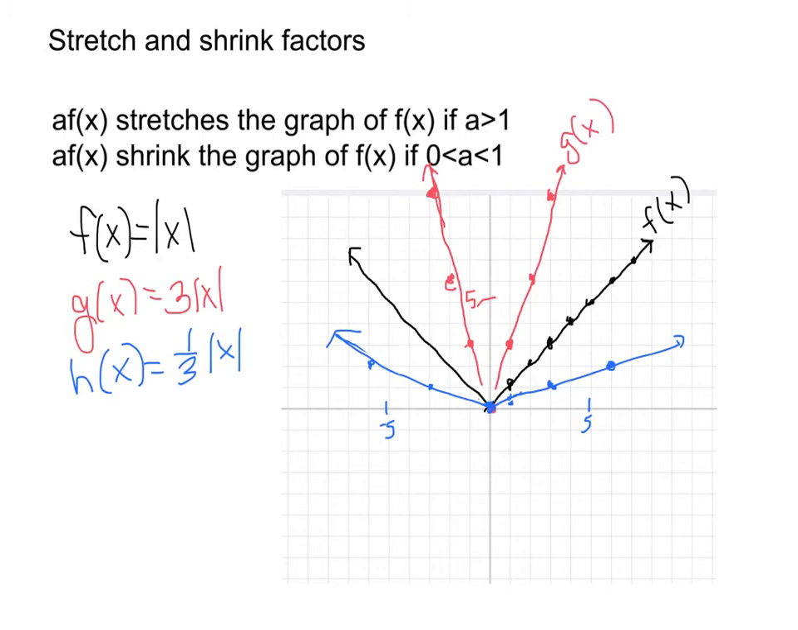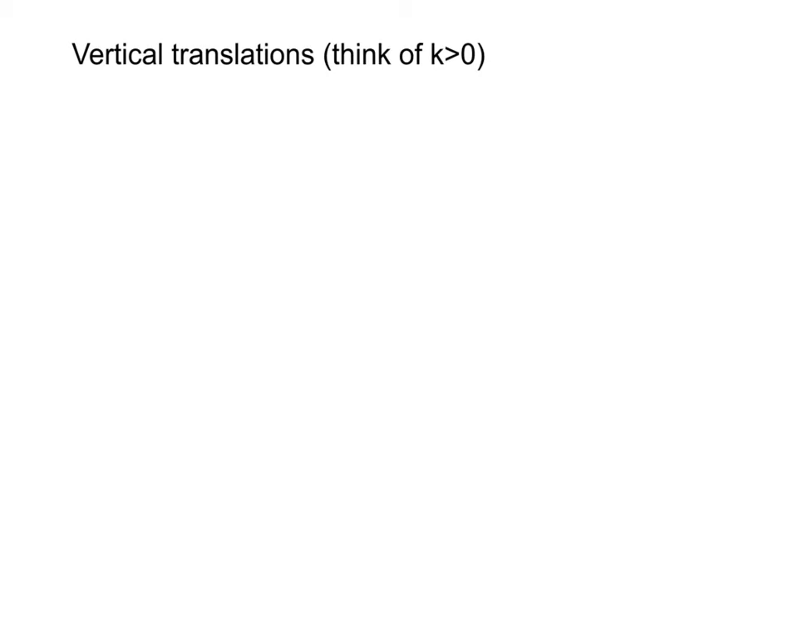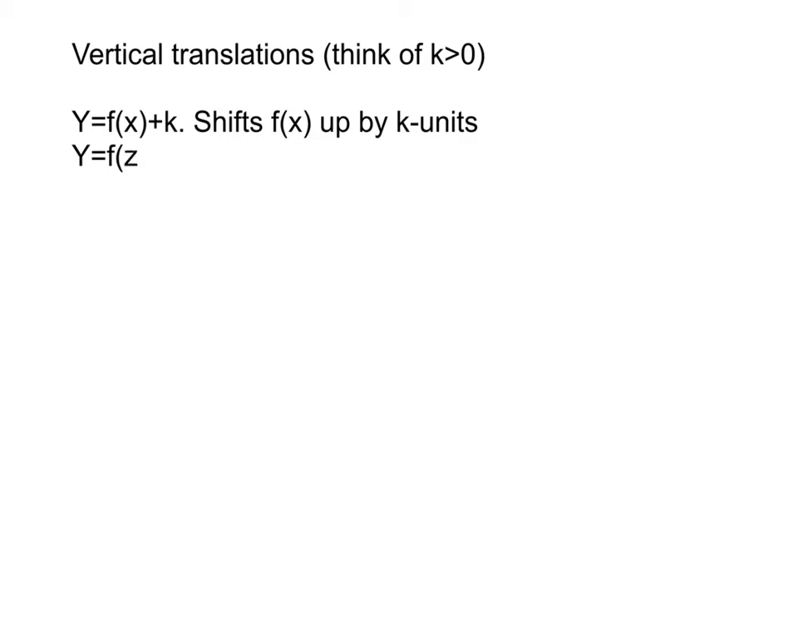The last one we'll look at are vertical translations. Alright, with our vertical translations, again here I'd like for you to think of k as a positive number. So if we have a function y is equal to f of x, and then we were to add a number k, plus k, what this does is it shifts the function f of x up by k units. Similarly, if we looked at y equal to f of x, but we subtract k, then this shifts the function f of x down by k units.